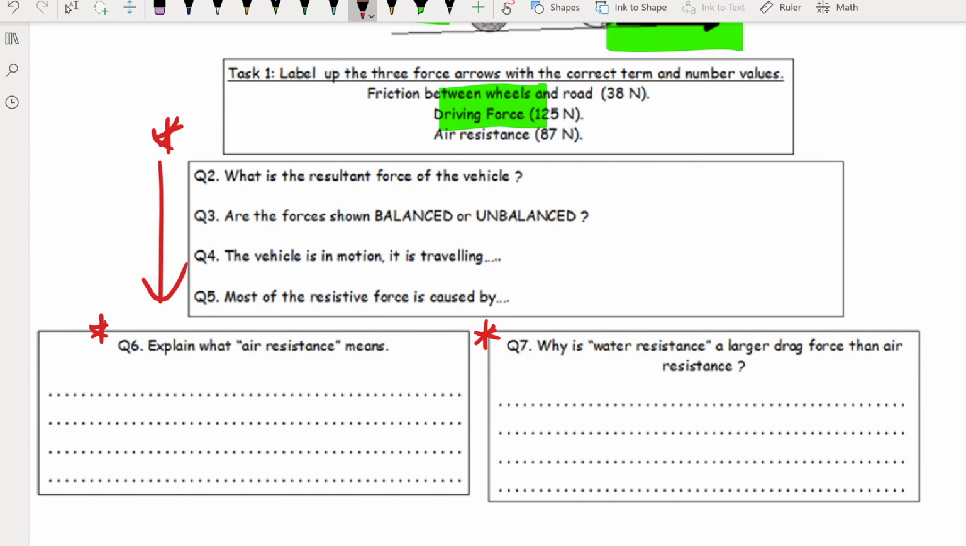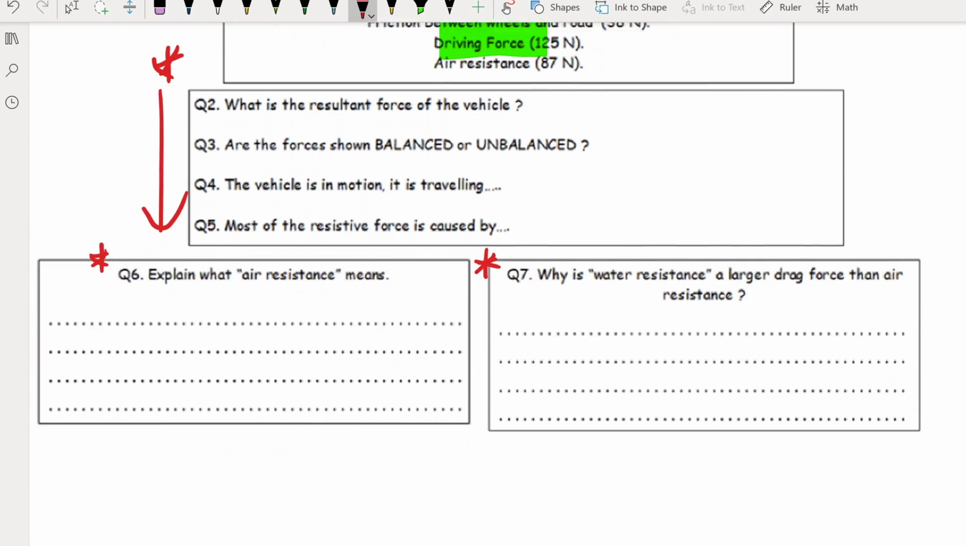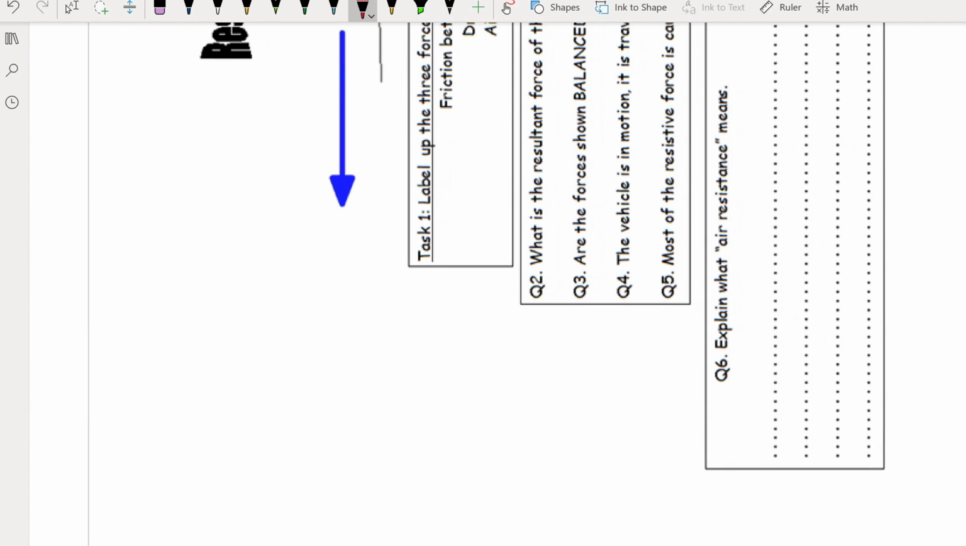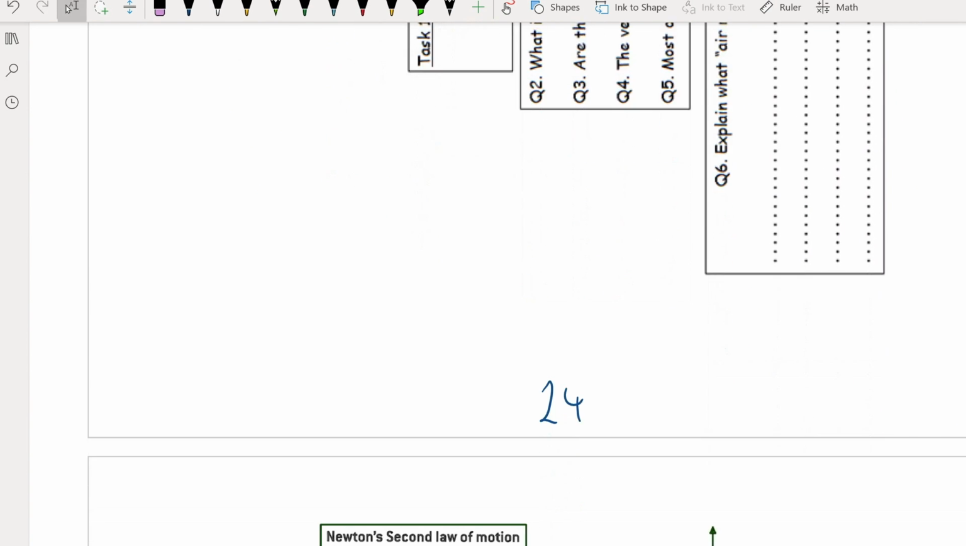Why is water resistance a larger drag force than air resistance? Water is denser, therefore there are more water particles per unit volume that an object would be rubbing or causing friction against as it's moving.